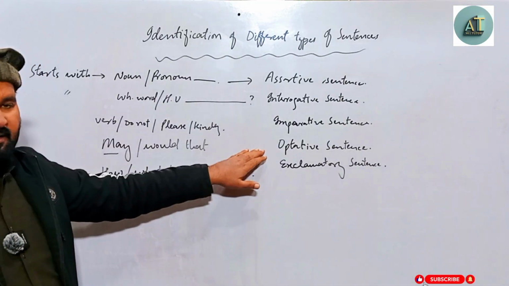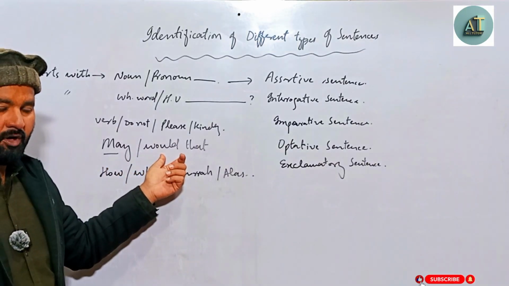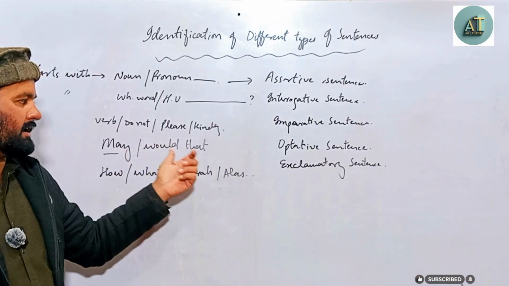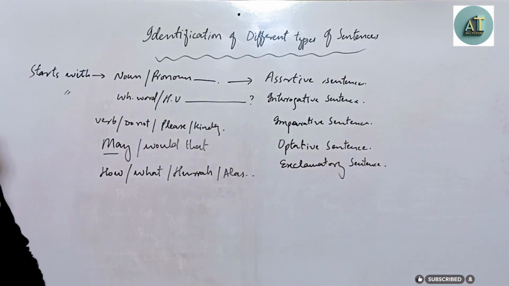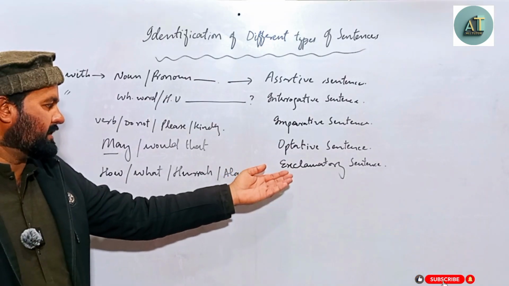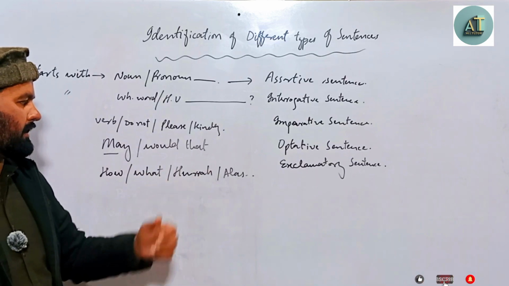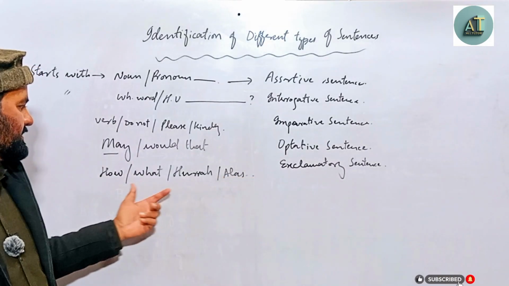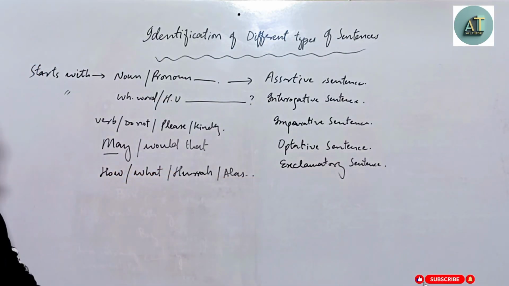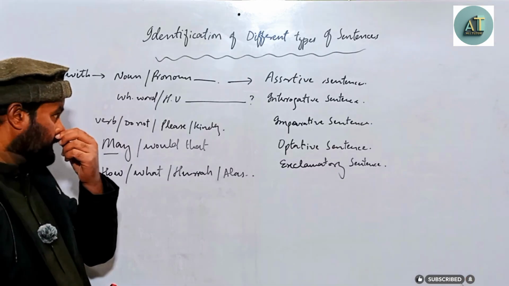And the next one is the optative sentence. An optative sentence starts with may or would that. All those sentences that start with may or would that are called optative sentences. The next and last type of sentence is the exclamatory sentence. Exclamatory sentences start with how, what, or alas. All these sentences are called exclamatory sentences if they start with these words, and there is an exclamation mark at the end of the sentence. So this is a type of exclamatory sentence.